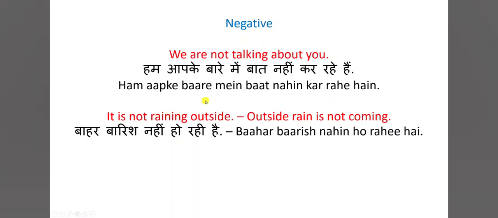Now, it is not possible to translate each and every English sentence word to word to Hindi. So sometimes we have to make some adjustments. This sentence cannot be translated as it is. So we change this sentence to this form and then translate to Hindi. Outside rain is not coming. बाहर बारिश नहीं हो रही है.